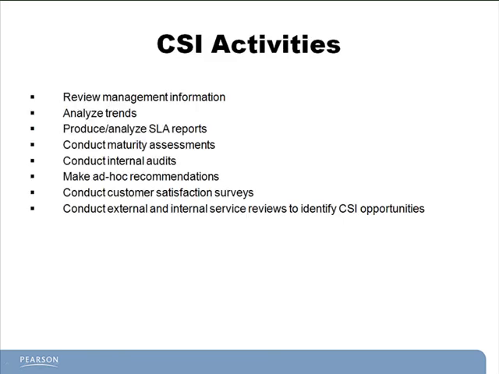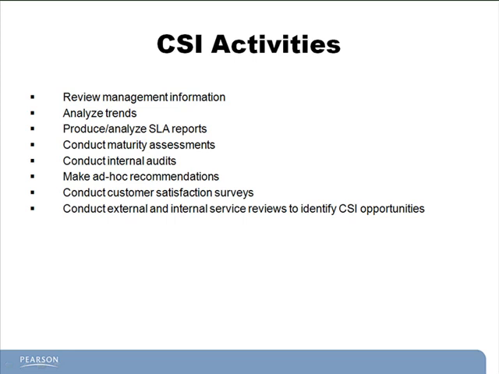The main activities we undertake here in CSI are: first, we review management information. Well, what kind of management information? Any information that can be used to manage something, whether that's managing a process, managing a device, or managing a service. From these reports, we'll analyze trends and try to find opportunities for improvement. This phase will also help produce and analyze SLA reports. During this phase, we'll also conduct maturity assessments and internal audits, and we'll make ad hoc recommendations as needed and conduct customer satisfaction surveys. CSI can also help conduct internal and external service reviews to identify opportunities for improvement.